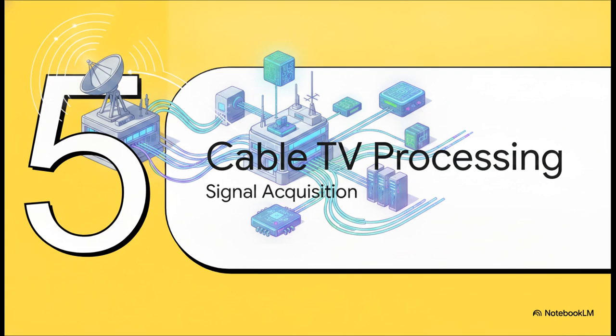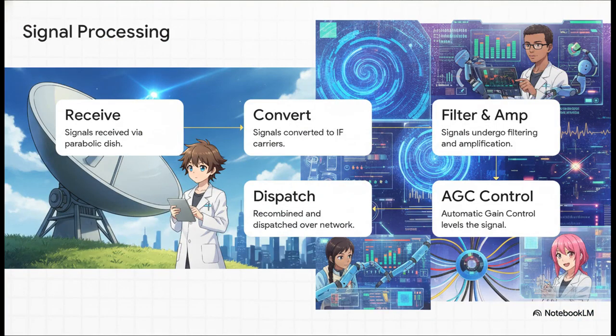Section 5. Cable TV Signal Processing. A cable television headend is honestly a marvel of sequential engineering. First, massive parabolic dishes pull in the broadcast signals from a low-noise area. Second, those signals are converted into intermediate frequency, or IF, carriers. Third, they undergo rigorous filtering and amplification. Fourth, automatic gain control steps in to perfectly level out the signal strength. And finally, the audio and video are recombined, mapped to their specific channels, and dispatched out over the physical network.